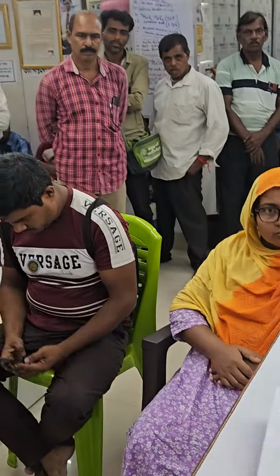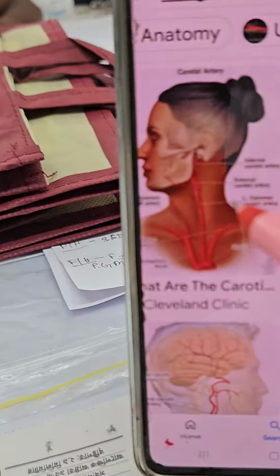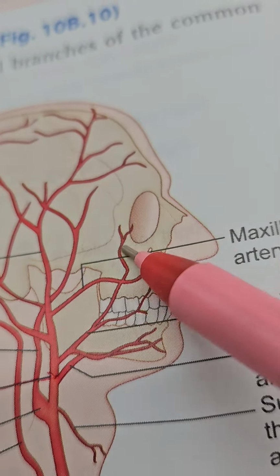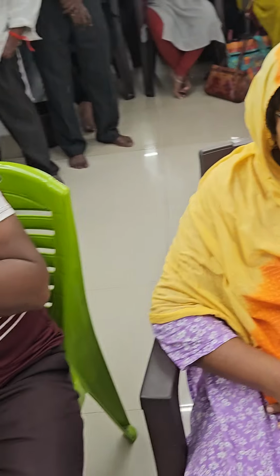Now what happens in this case? There is also an aneurysm formed in the ophthalmic division of the internal carotid artery. So the eyesight of the left eye is totally lost.